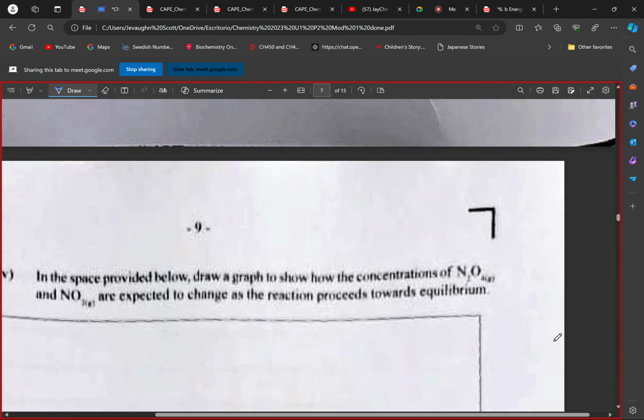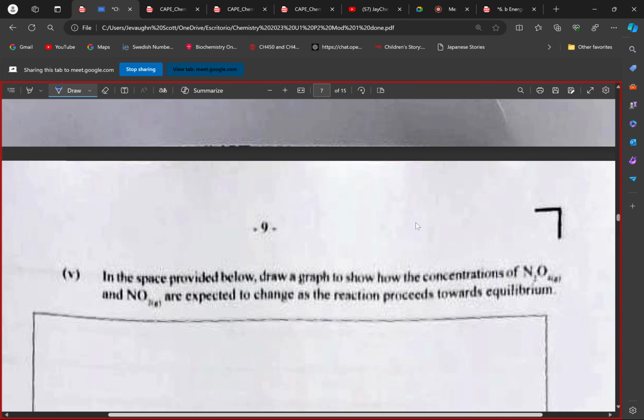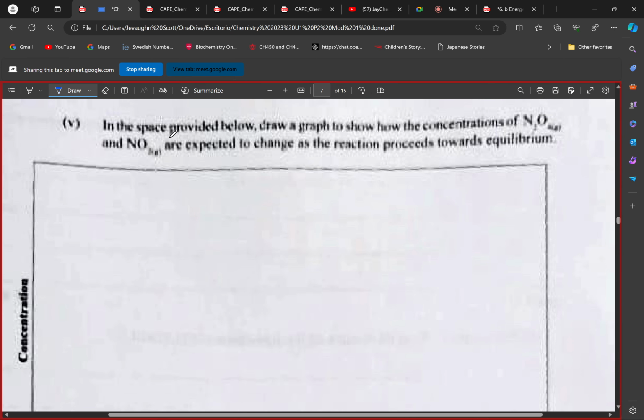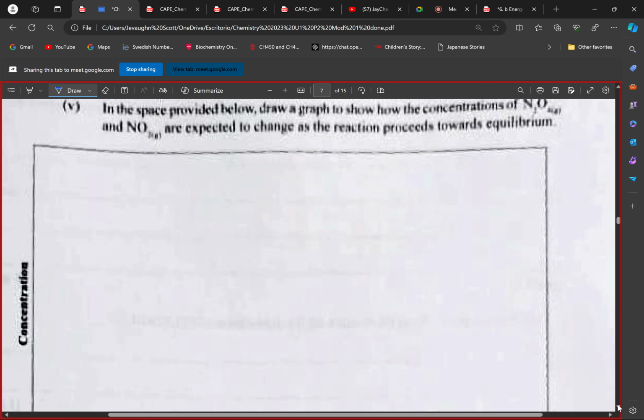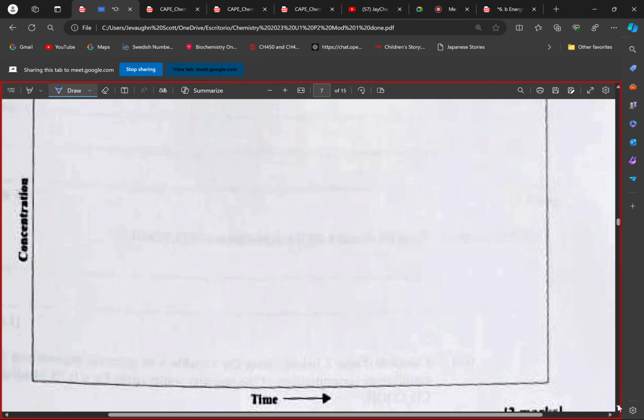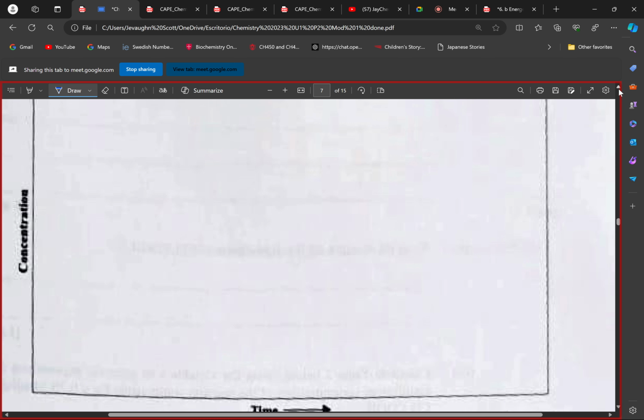All right, so let's have a shift over here. In the space provided below, draw a graph to show how the concentrations of N2O4 and NO2 are expected to change as the reaction proceeds towards equilibrium. We know what graph we're looking at, right? Because I know the graph. Do you know the graph? Sir, equilibrium graph.